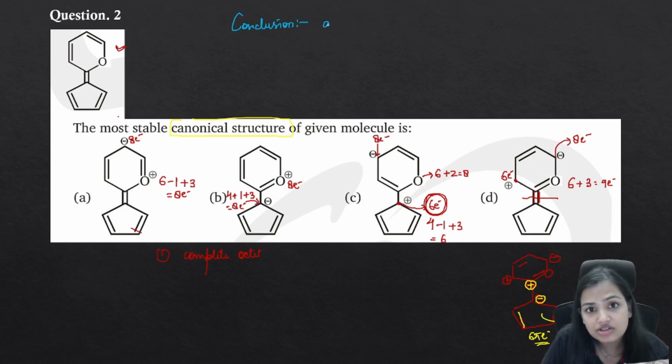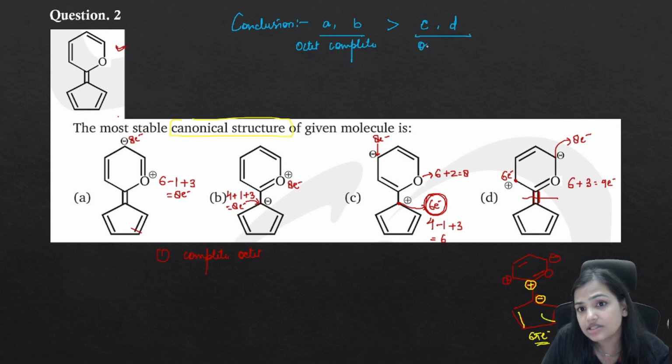That the structures A and B have to be more stable than the structures C and D. Why? Because in A and B the octet is complete, and in structures C and D the octet is incomplete. Got it? This is the conclusion that we have drawn.